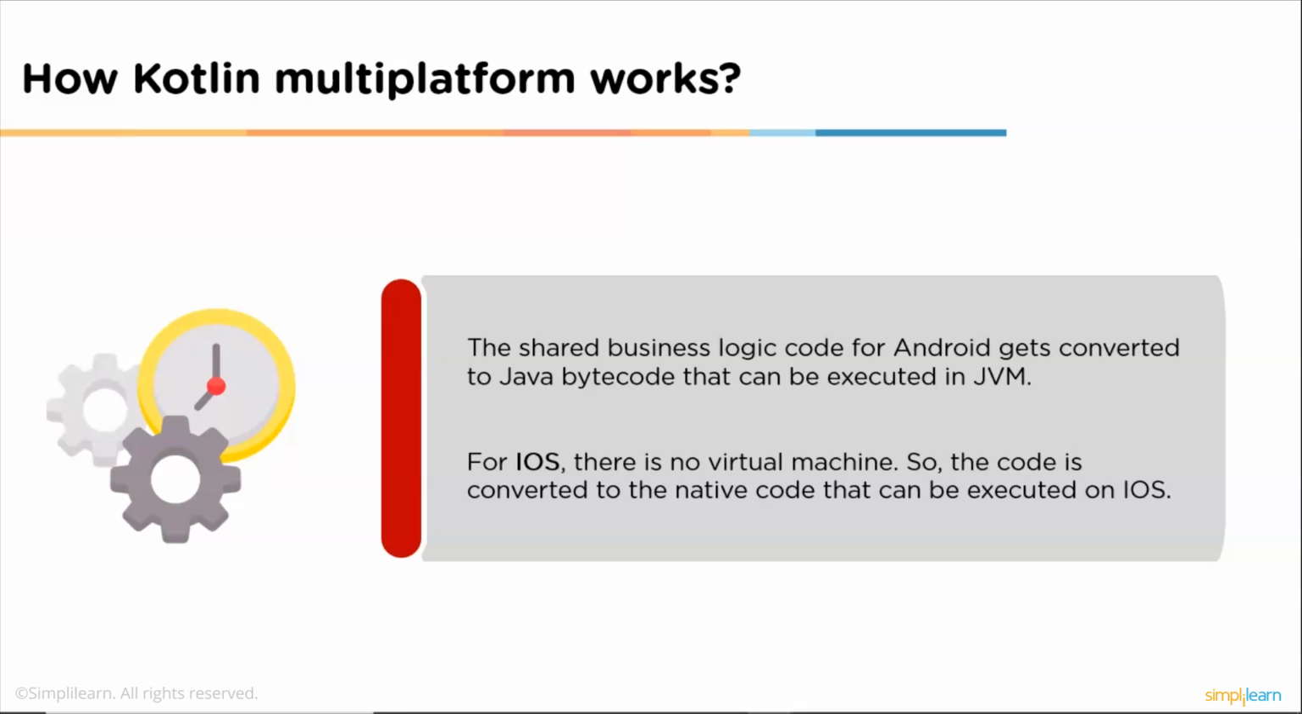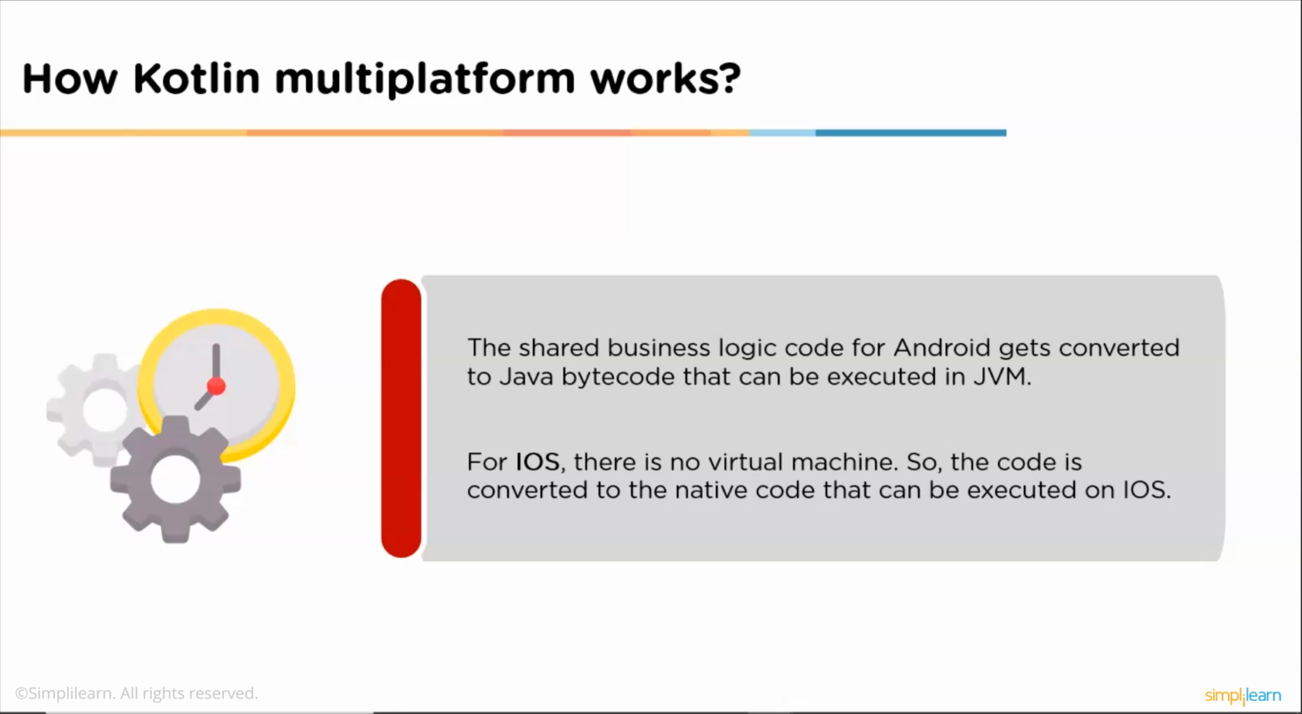Now in Kotlin compiler, there is a front end which converts the code into intermediate representation known as IR. And the backend converts that intermediate representation to machine executable code. So in case of Android, it converts it into Java bytecode, and for iOS, it converts it into iOS native machine code.